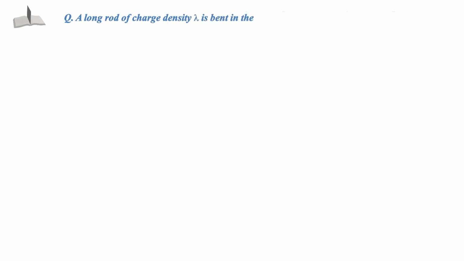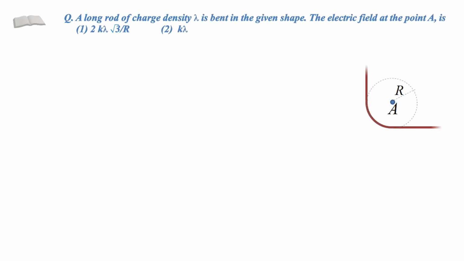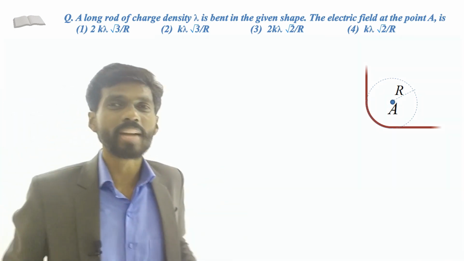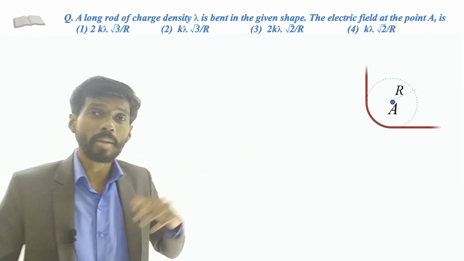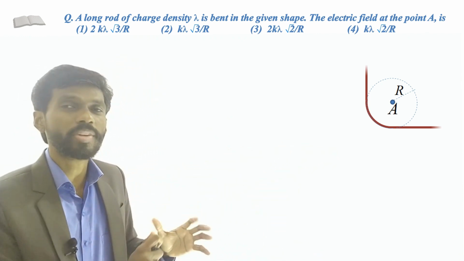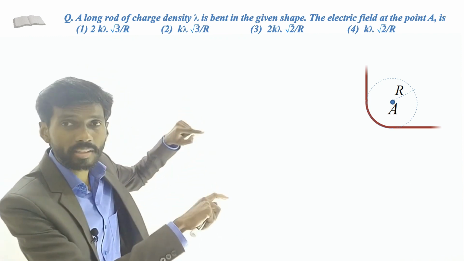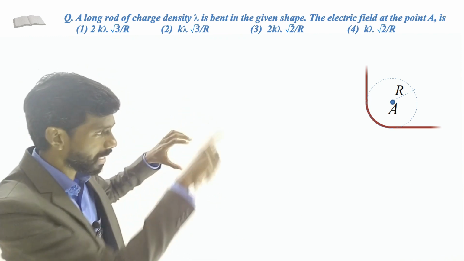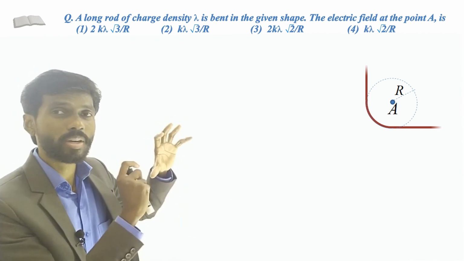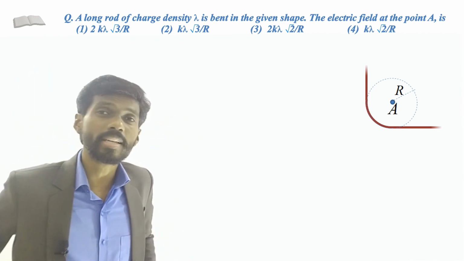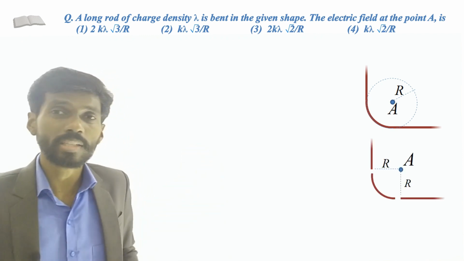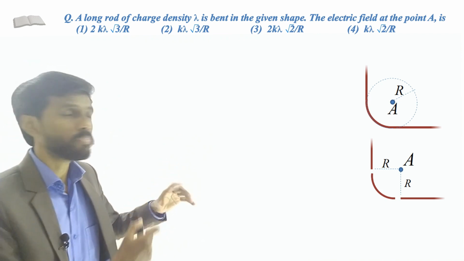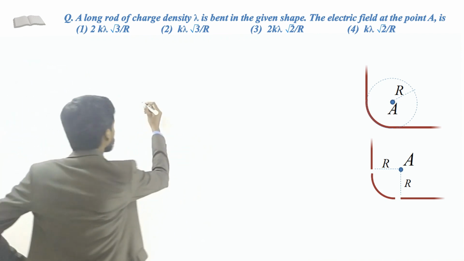A long rod of charge density lambda is bent in the given shape. The electric field at the point A is. So again the same type of question, right? One infinitely long rod is bent in this shape. It's a combination of one semi-infinite rod along x-axis and one semi-infinite rod along y-axis, and also there is an arc, exactly a quarter of the circle, right? If you complete it, you get a circle. It is 1/4 of the circle, that means it subtends 90 degrees at the center. So we have to find the electric field due to all these combinations, so let us find the vector sum of all these electric fields. Let us first find the electric field due to that arc.